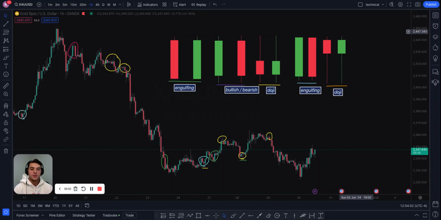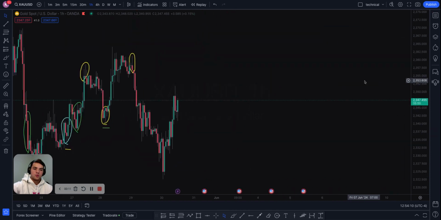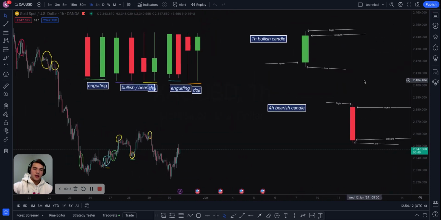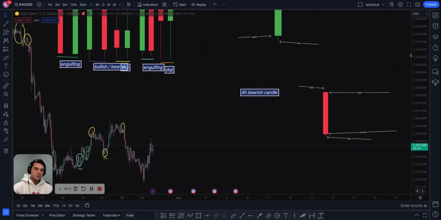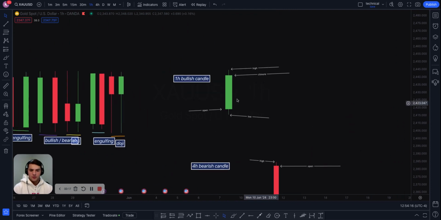In this video I'm going to be breaking down candlesticks and candlestick patterns. Alright, so let's start with breaking down one single candlestick at a time. Here I have the first example of a candlestick. This is a bullish candlestick, which means price went up.